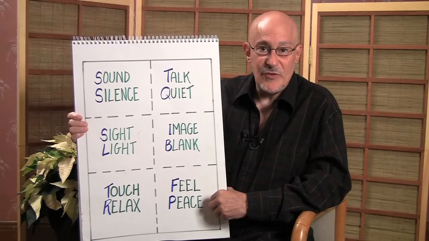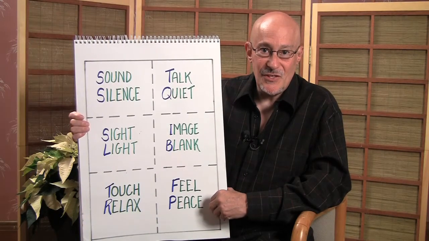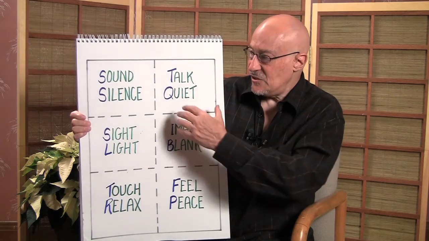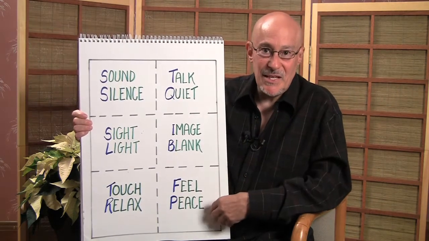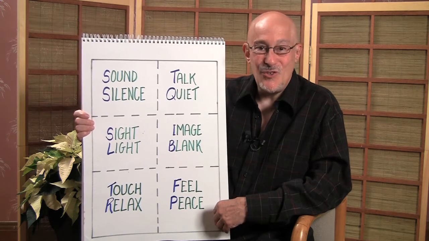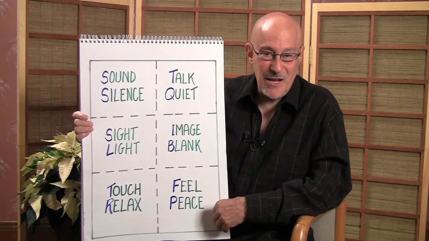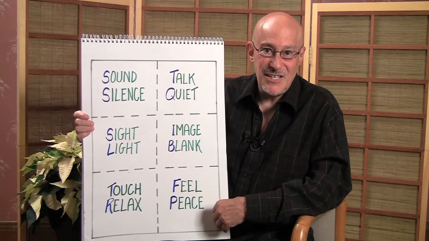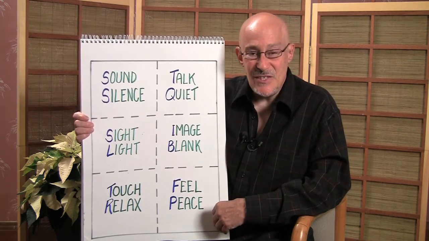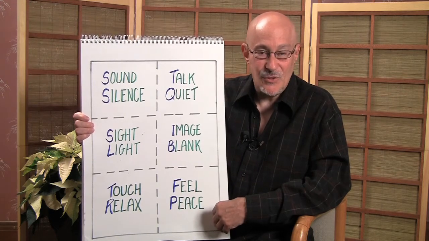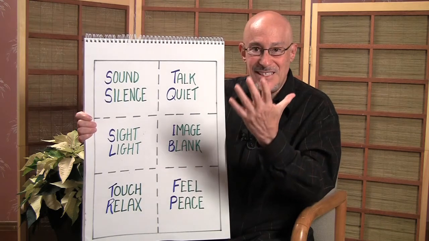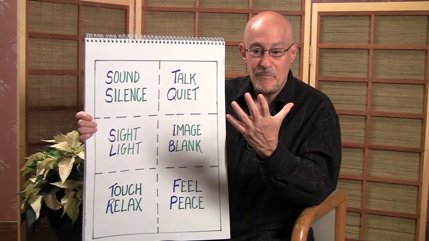These are the 12 basic sensory experiences that I have people work with. 6 restful flavors: relaxation, light, silence, peace, blank, quiet. And 6 ordinary flavors that correspond to those: touch, sight, sound, feel, image, talk. Any of these sensory categories, when it arises, could be completely still and stable.